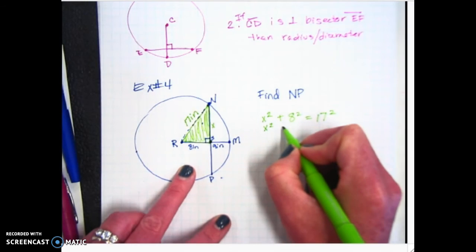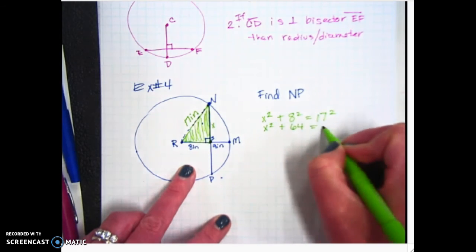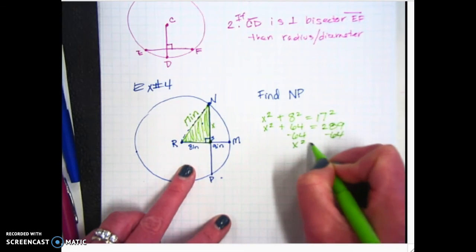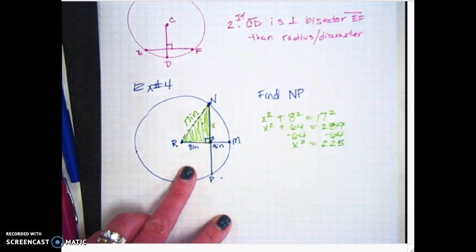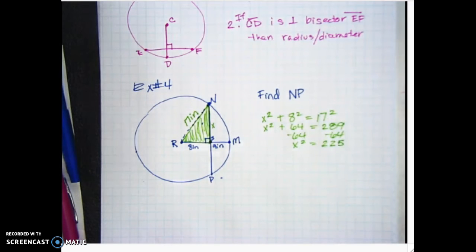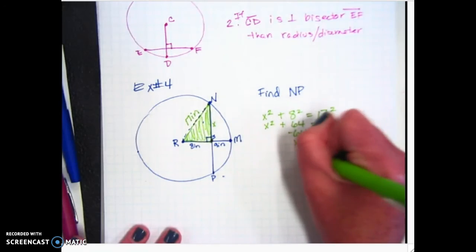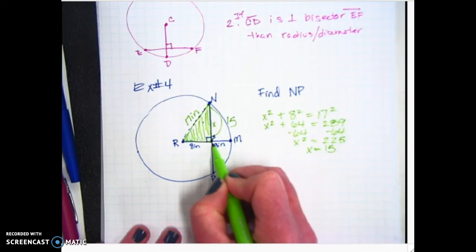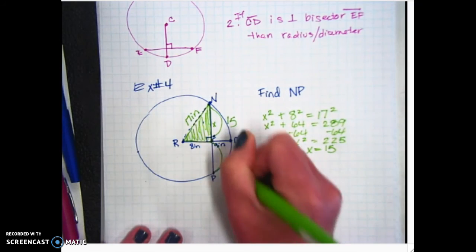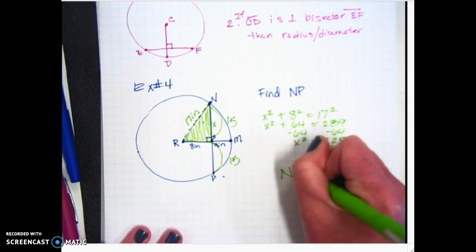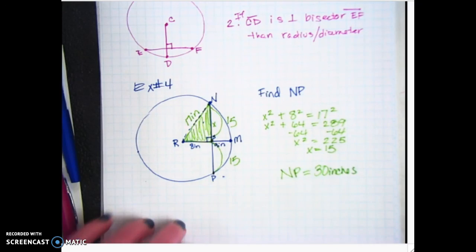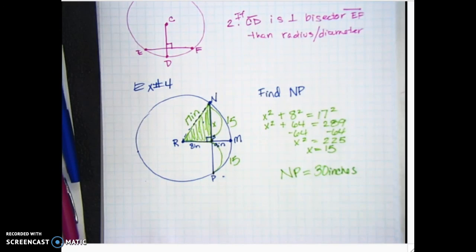Then we just simplify. So X squared plus 64 is equal to 289. Subtract the 64 from both sides, and our X squared is 225. Do we like 225? It's actually a perfect square. Does anybody know what the square root of 225 is? 15. So this much of it is 15. Guess how much this much of it is? 15. So NP is equal to 30 inches. We just add those two together, and that gets us the full length of that chord.